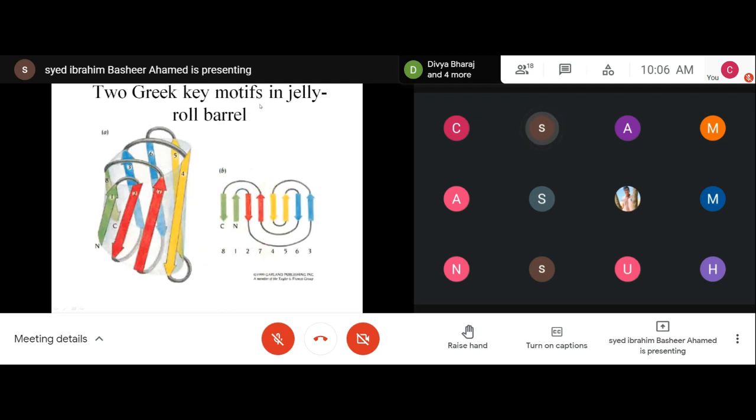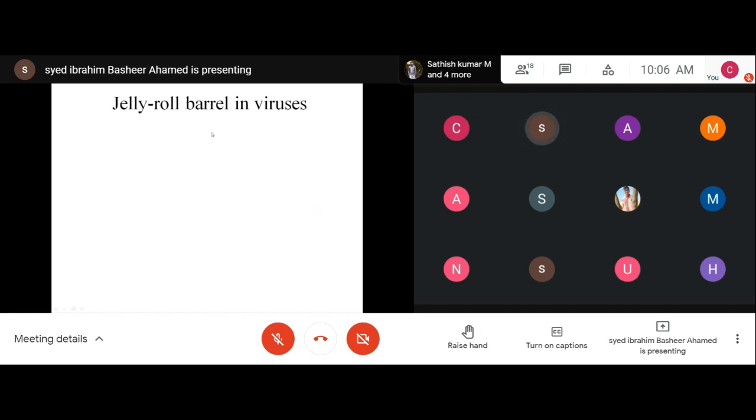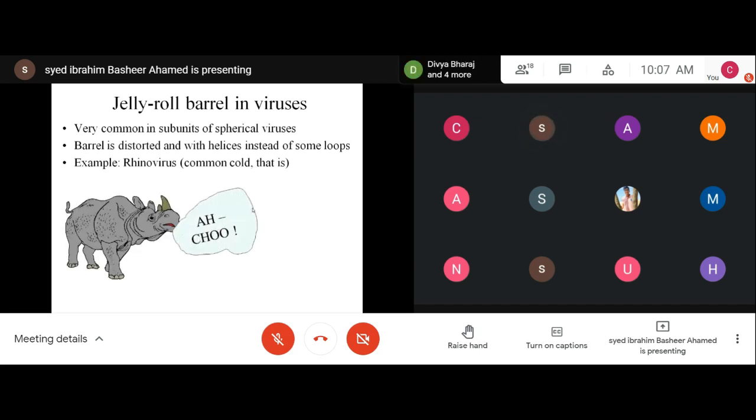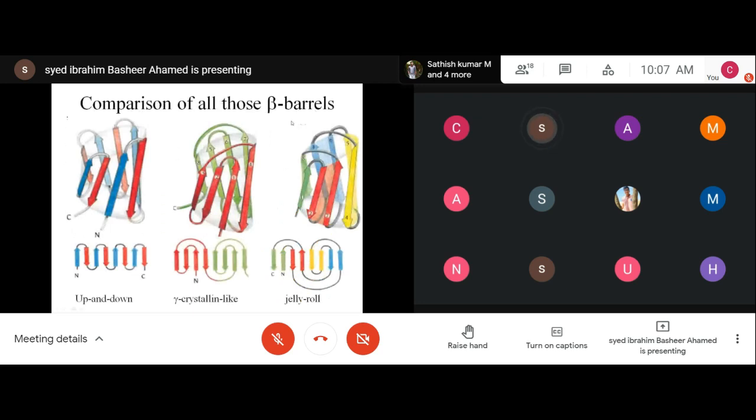So there are two Greek key motifs in the jelly roll barrel. This is another kind of barrel, the jelly roll barrel in viruses. It is very common in subunits of spherical viruses. The barrel is distorted, with helices instead of some loops. An example is rhinovirus, with the structure of this jelly roll protein. So this is a comparison of all those barrels: the up and down, then gamma crystallin, and this is the jelly roll.